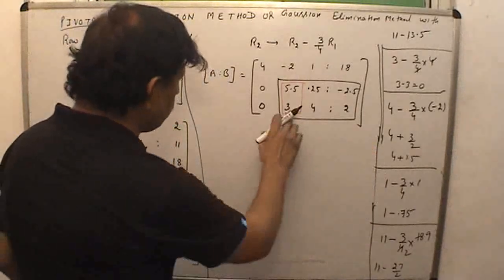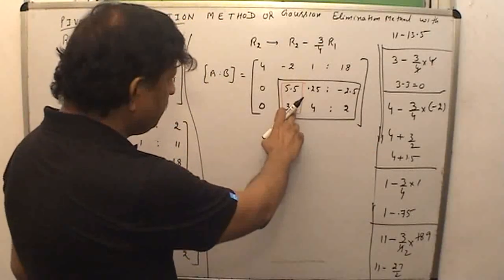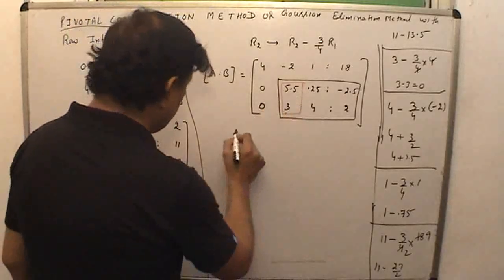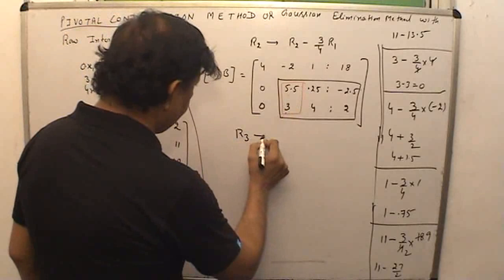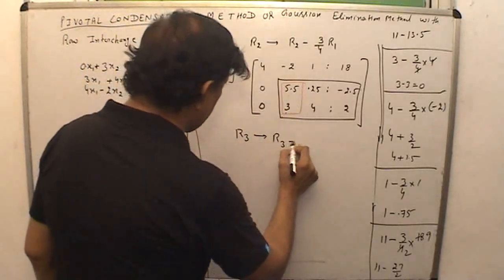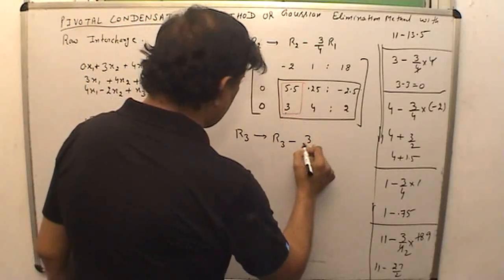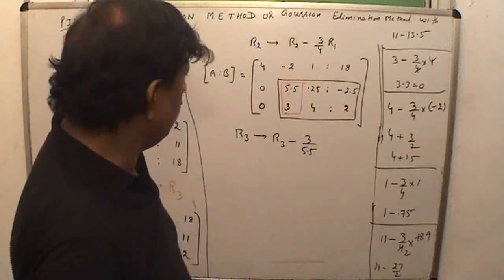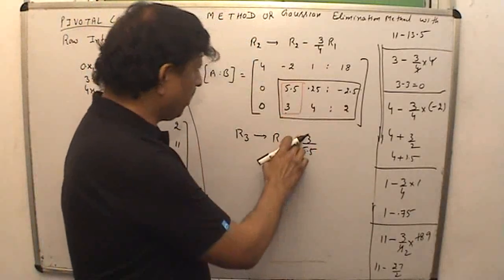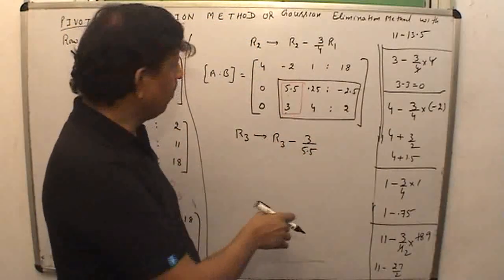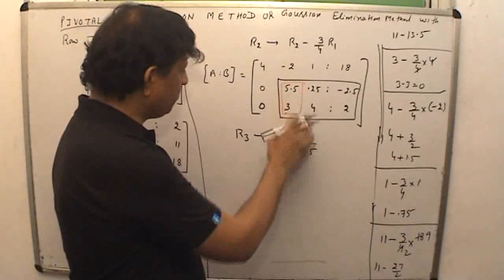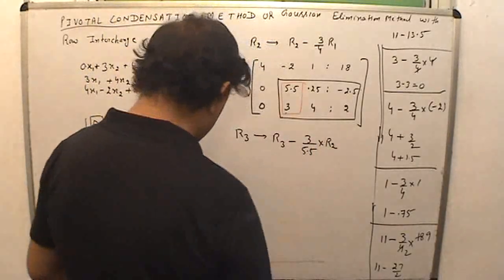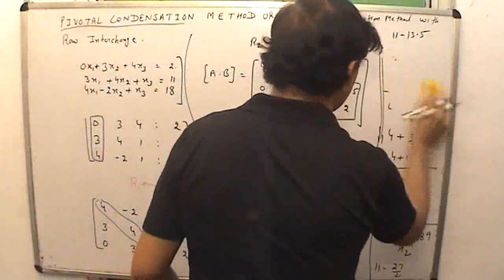Now we have to reduce this member into 0. We have to dissolve it by using this. So we follow R3 changes to R3 minus 3 upon 5.5. The number which we have to dissolve, we keep in the numerator, and with the help of the above row, that is in the denominator, into R2. We can again calculate all the values.